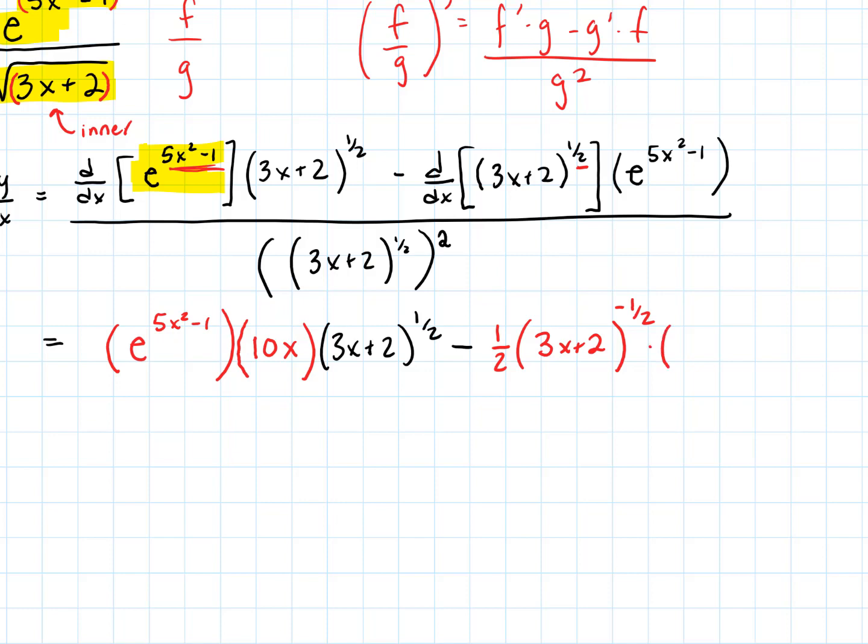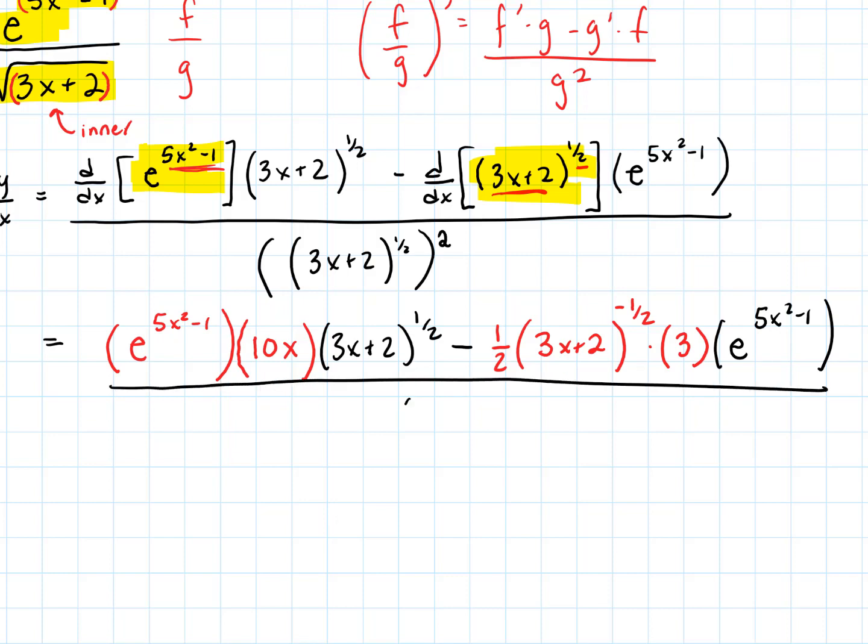Well, here is the inner function. So the inner function is the 3x plus 2. So we're working on this derivative right now. So the derivative of 3x plus 2 is just 3. And then I carry down the e to the 5x squared minus 1 from the quotient rule. That was our f. All over, and in the denominator, of course, we have 3x plus 2.